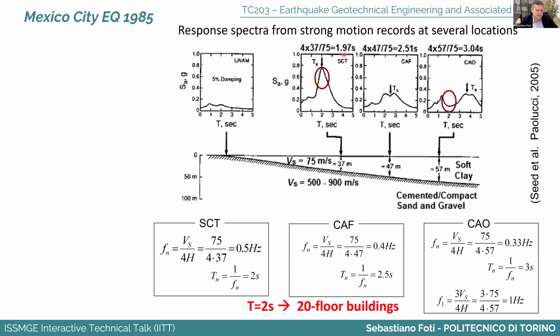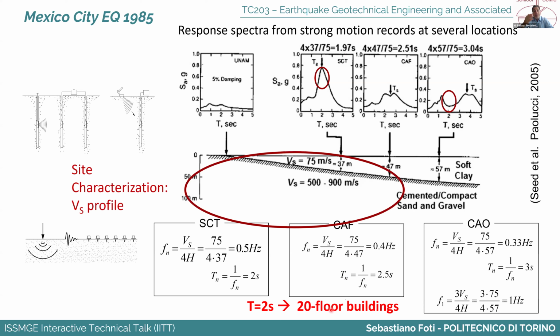Yes. And so this is consistent also with the damage that was observed in Mexico City. 20-floor buildings, yes. And in rock, if you have a rocky area, it's less. In a rocky area, we do not expect a stratigraphic amplification. Obviously, we still can have topographic amplification if the topography is such that energy is focusing towards the top of the hill.